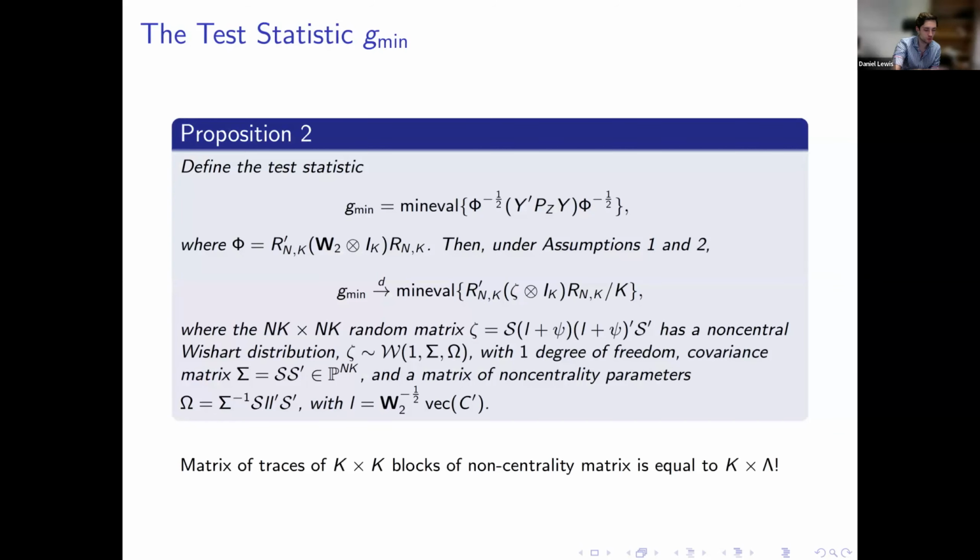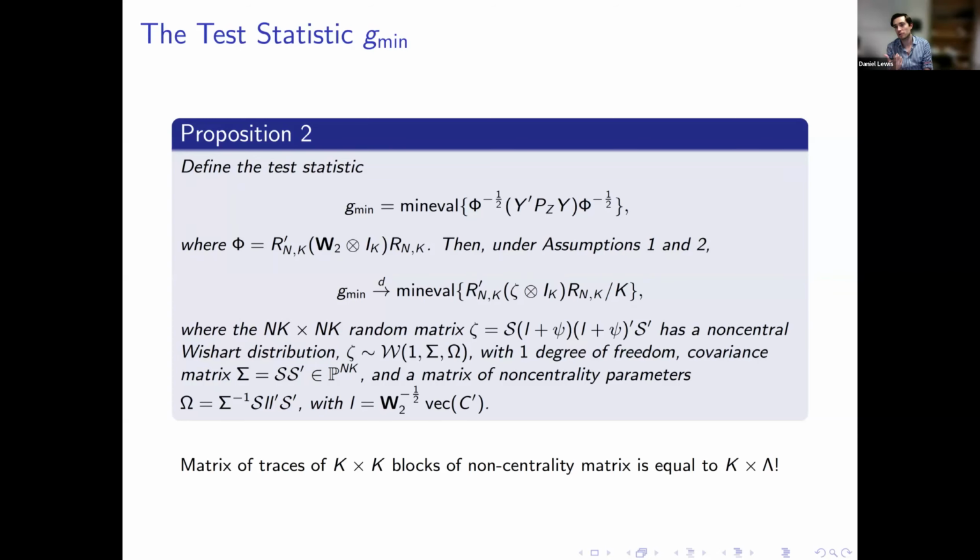So the test statistic that we're going to use, as I introduced previously, is going to be G-min, which is going to be the minimum eigenvalue of a rescaling of the denominator of the two-stage least squares estimator, or a rescaling of the Cragg-Donald statistic, where the rescaling is this phi matrix, which has this special structure we've discussed a couple of times already. So far, so good.